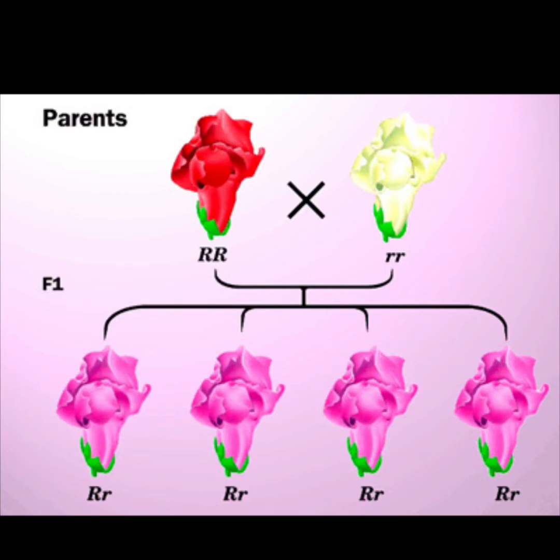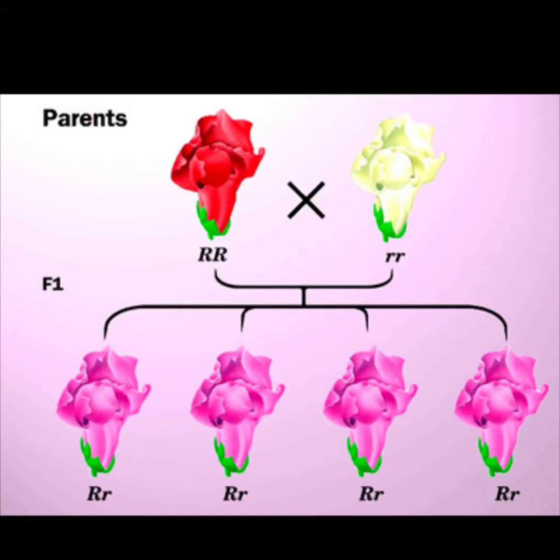So, when you cross a homozygous red allele, big R, with a homozygous white allele, little r, all the offspring are heterozygous, big R and little r. But instead of looking just like the red parent, they are all pink, which is a mixture between the red and the white phenotypes.